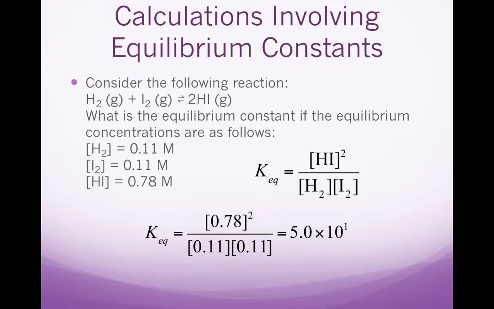So first thing we need to do is figure out what our KEQ is, our equilibrium expression. So KEQ in this case is equal to the concentration of hydrogen iodide squared divided by the concentration of hydrogen gas times iodine gas. So all we have to do is plug in our equilibrium concentrations, and we get a KEQ of 5 times 10 to the 1.